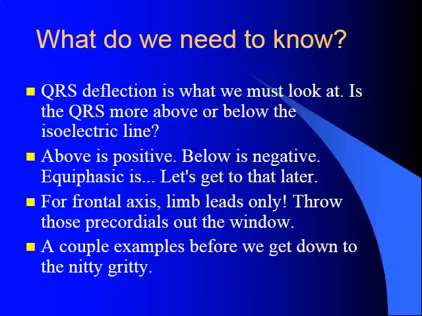This is for frontal axis only. We only need our limb leads. We're going to look at leads 1, 2, and 3, AVR, AVL, and AVF. We're going to throw the precordial leads, our V leads, out the window. We don't need those for this method. We'll look at a couple examples first.